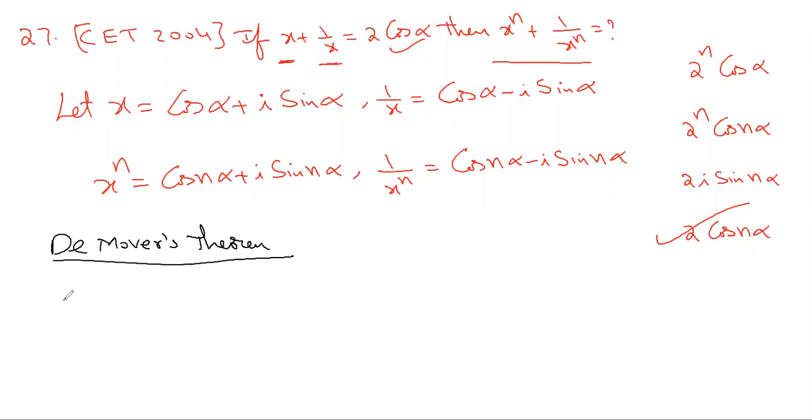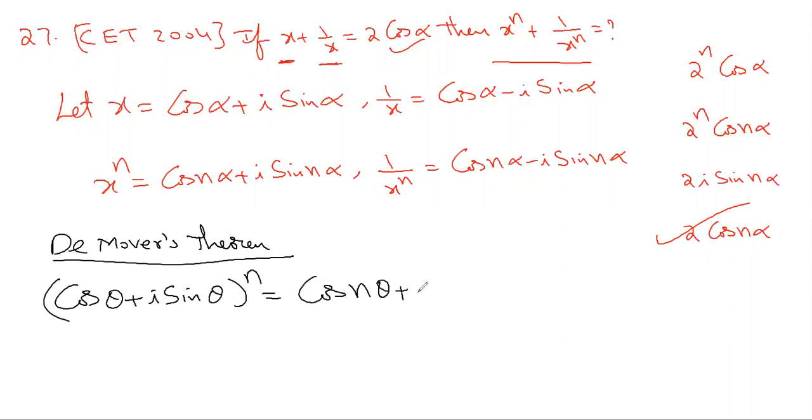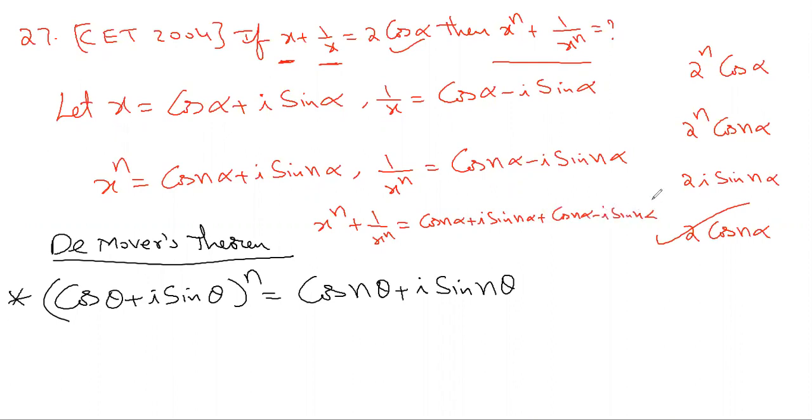What does De Moivre's theorem mean? Cos theta plus i sin theta, the whole power n, equals cos n theta plus i sin n theta. This is De Moivre's theorem. So when you are adding these two, cos n alpha plus i sin n alpha plus cos n alpha minus i sin n alpha, the i sin n alpha gets cancelled. 2 times cos n alpha, that's the fourth option.